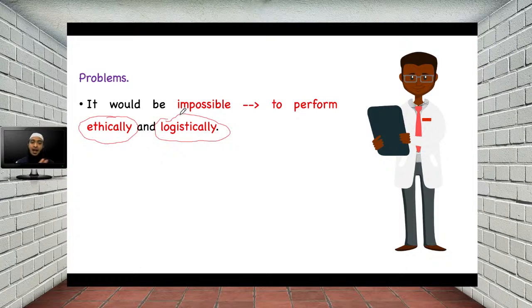Since you are randomly allocating the groups, one group must be exposed to the drug, and another group may not be exposed to the drug. So it is not ethically possible to justify exposing the drug to a particular patient. One patient or group of patients receives the placebo, while another group may receive the drug. Since you are doing all this randomly, it can be impossible to perform ethically and logistically. So this is one of the limitations or problems related to the randomized clinical trial.